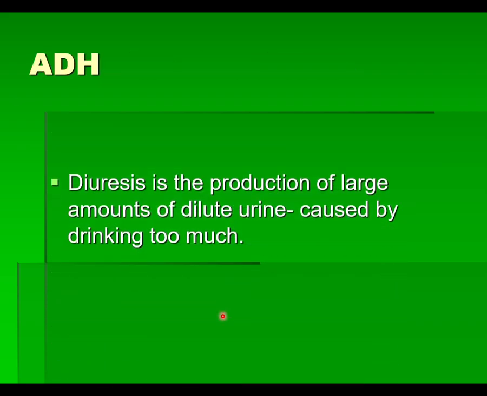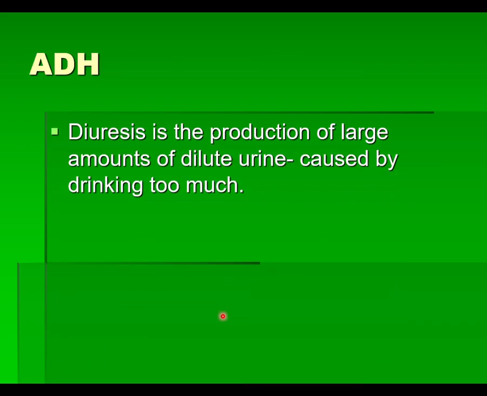So what does ADH do? Well, you have to first of all understand what diuresis is. You probably know what a diuretic is. A diuretic makes you wee a lot. So diuresis is the production of large amounts of dilute urine. You usually do that if you've drunk a lot of water, although there are some chemicals that are diuretics. Caffeine is a diuretic, alcohol is a diuretic, but diuresis is the production of large amounts of dilute urine.